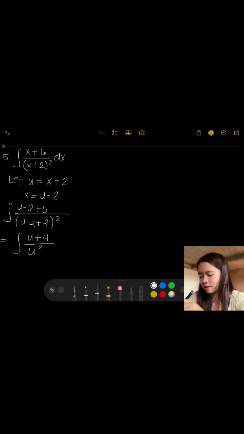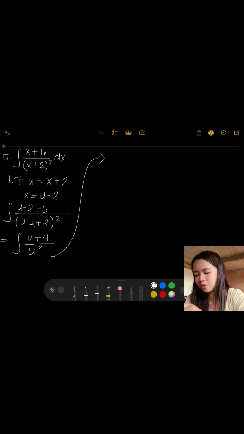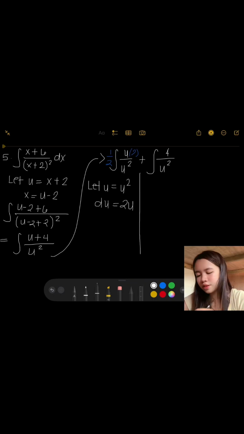Since it is separated by addition, we will integrate it term by term. This becomes the integral of u over u squared plus the integral of 4 over u squared. Let's first integrate u over u squared. Let w equal u squared, so our dw will be 2u. Now let's integrate 4 over u squared. This is the power formula, so this becomes the integral of 4u raised to negative 2 du.